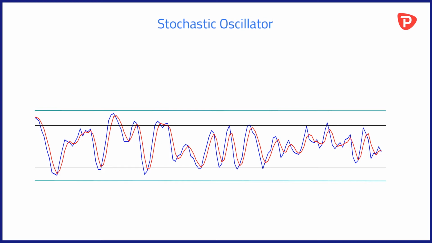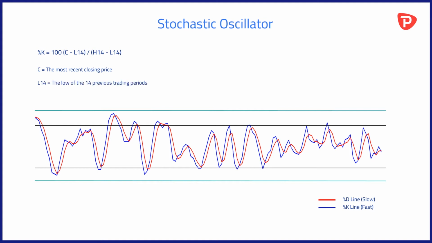Let's first take a look at how the stochastic oscillator is calculated. The stochastic oscillator is made up of two lines, a %D line, which is the slow line, and a %K line, which is the fast line. The formula to calculate the %K line is 100 multiplied by the most current price minus the lowest price of the last 14 periods. This value is then divided by the highest price of the last 14 periods minus the lowest price of the last 14 periods.